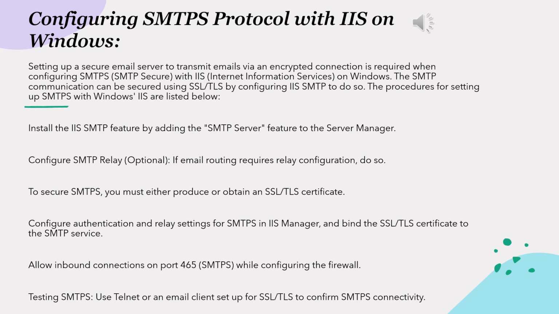Next, we allow inbound connections on port 465, which is the default for SMTPS, while configuring the firewall. Finally is testing. We use Telnet or an email client set up for SSL/TLS to confirm the connectivity.